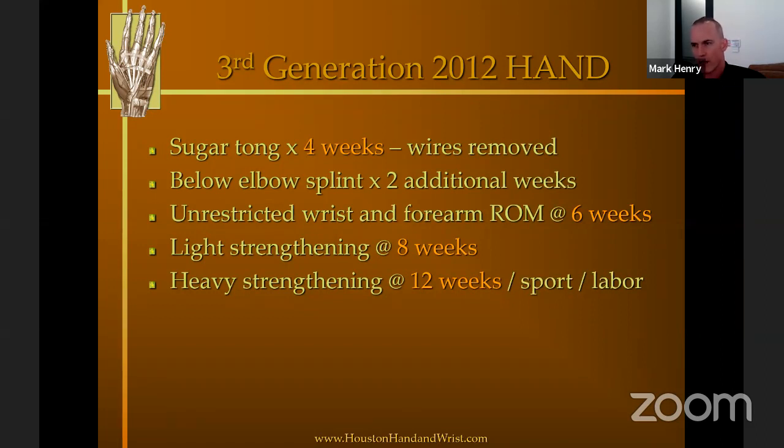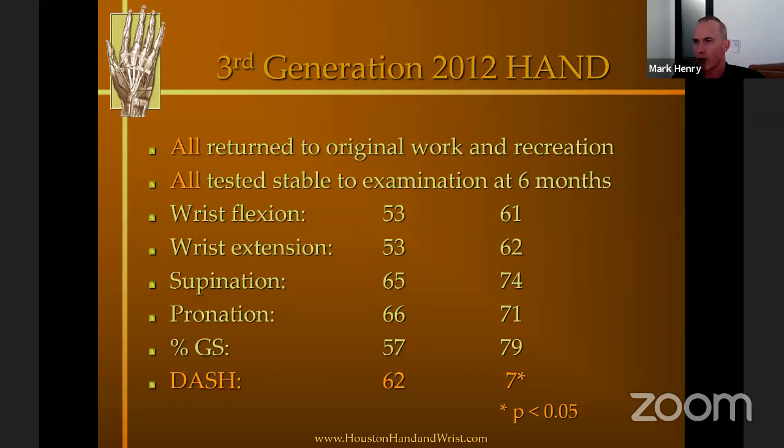So we get the pins out at that time, continue into a standard cast for 2 additional weeks, and then start full range of motion around 6 weeks. We start light strengthening at 8 weeks and onwards to higher from there. So in our study, everyone was able to return to original work and recreational activities, all tested stable to exam.